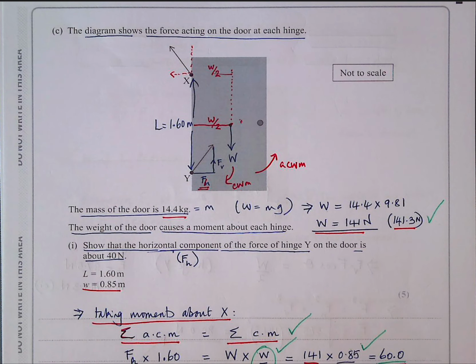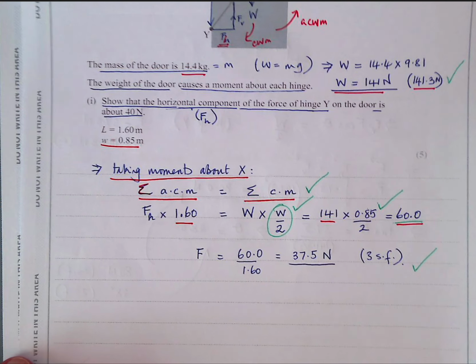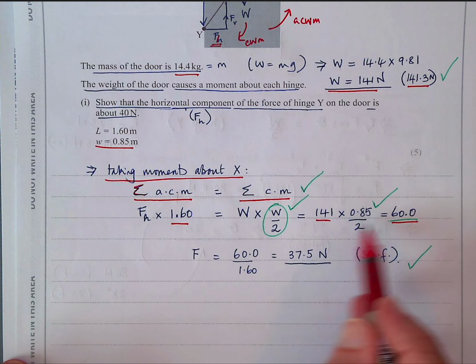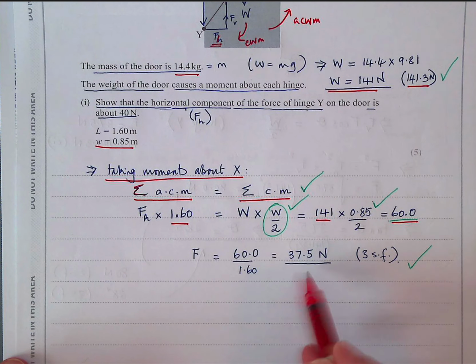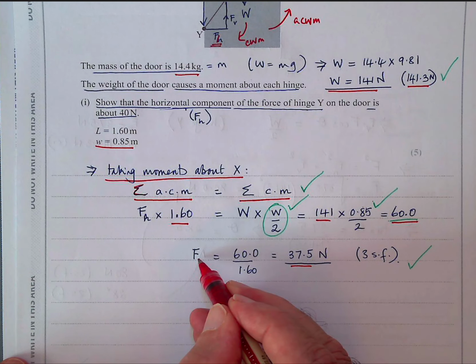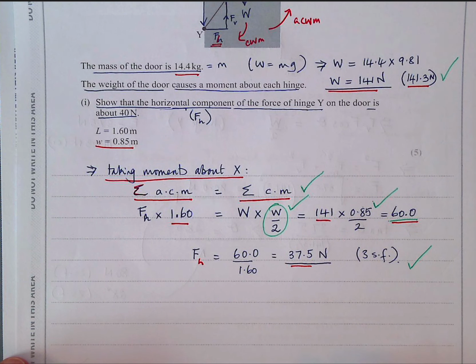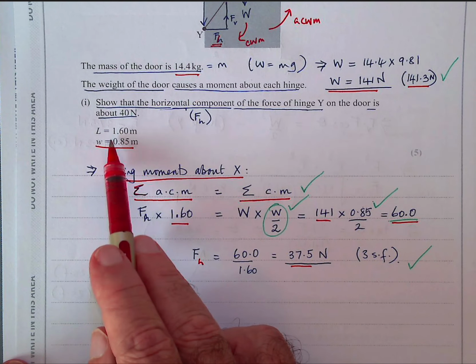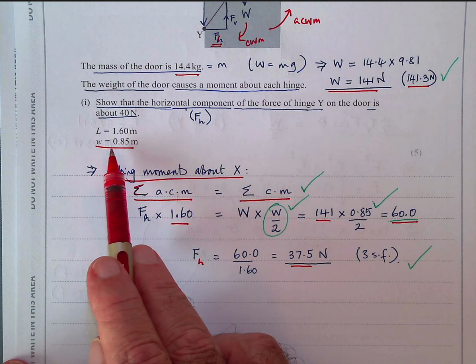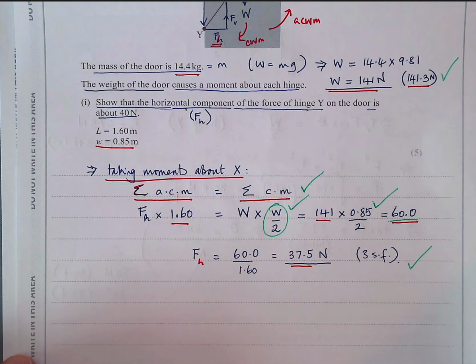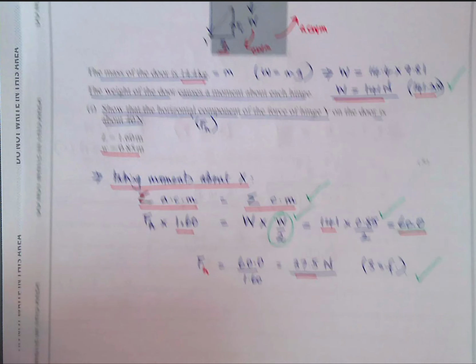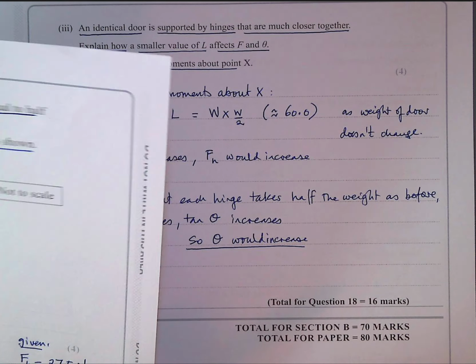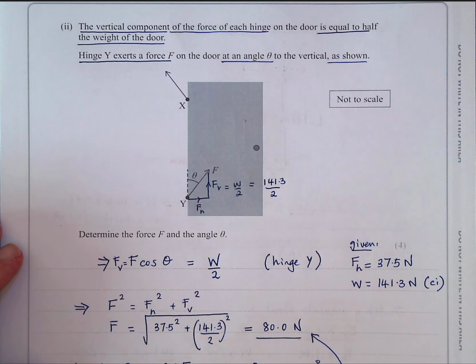60 divided by 1.6, algebraically, gives you the horizontal force of 37.5 newtons to 3 significant figures. I think it's valid to keep it to 3 significant figures. Okay, that's part C. Then part 2, now they want you to work out the angle.